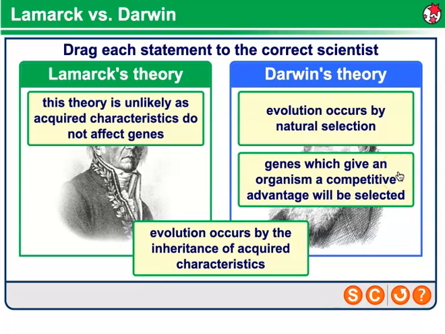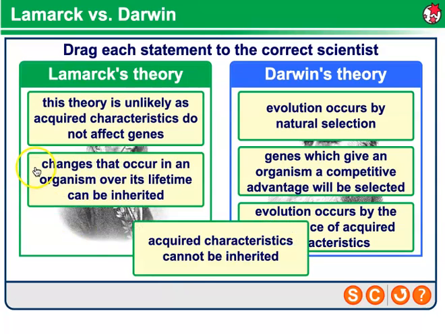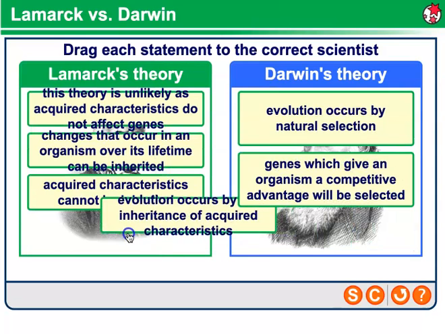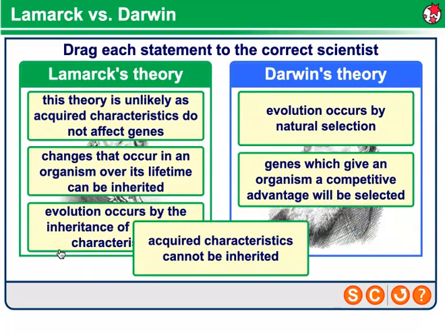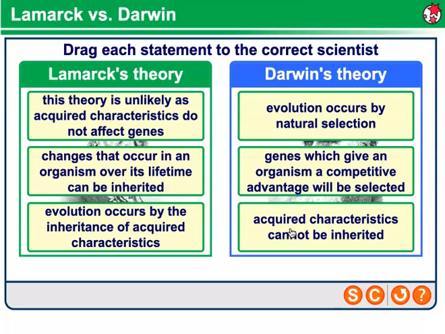Evolution occurs by the inheritance of acquired characteristics. Again, this was an idea of Darwin's. Changes that occur in an organism over its lifetime can be inherited. This was an idea of Lamarck. And acquired characteristics cannot be inherited. This was an idea of Lamarck. It looks like we flip-flopped 2 of them. Evolution occurs by the inheritance of acquired characteristics should have gone over in Lamarck. And acquired characteristics cannot be inherited should have gone over in Darwin's ideas.